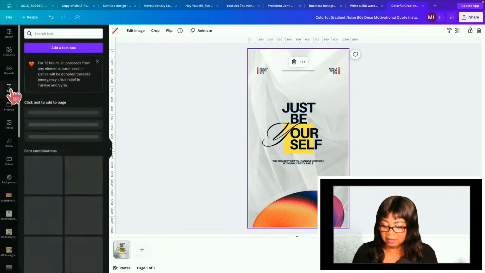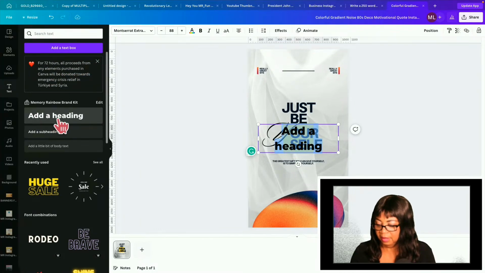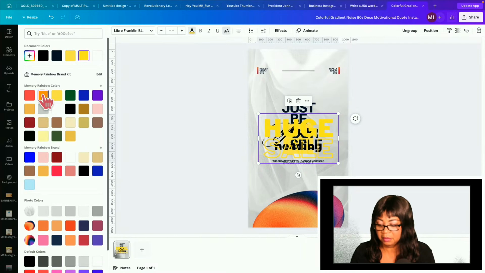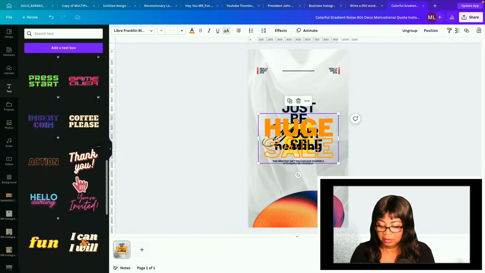Okay, and then text, you can go in here and add your headings, and then you can type in whatever you want, or you can use some of the pre-made templates with text already on them. So that huge sale, and you can modify that. Sometimes it lets you change the color. Some of them allow you to change it, some don't. It all depends on the artist who created them.